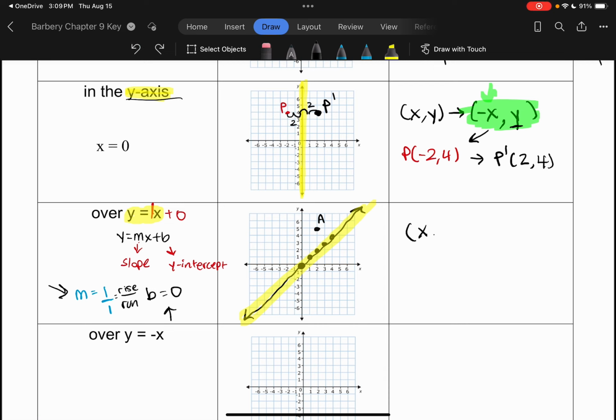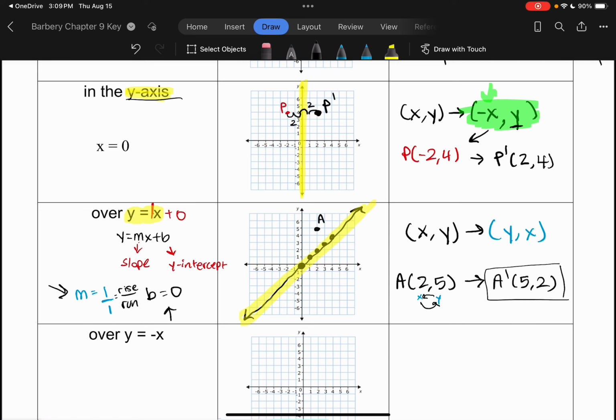Your rule for reflecting over the line y equals x is that the x and the y change places. So now it's y, comma, x. So if I take that original point A, which is 2, 5, where this is your x and this is your y, when we reflect it over the line y equals x, these guys are going to switch. So now instead of 2, 5, we're going to have 5, 2. And this is what we get when we reflect over the line y equals x.